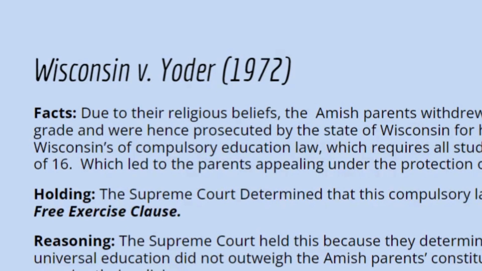Supreme Court case number 10, Wisconsin versus Yoder. Facts. Due to their religious beliefs, the Amish parents withdrew their children from school after eighth grade and were hence prosecuted by the state of Wisconsin for having violated Wisconsin's compulsory education law, which requires all students to attend school until the age of 16, which led to parents appealing under the protection of the Free Exercise Clause.